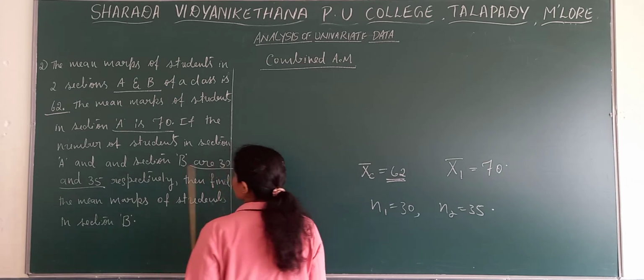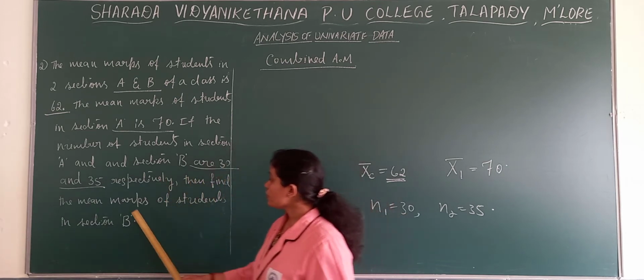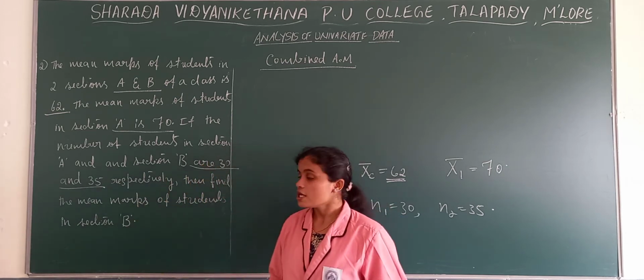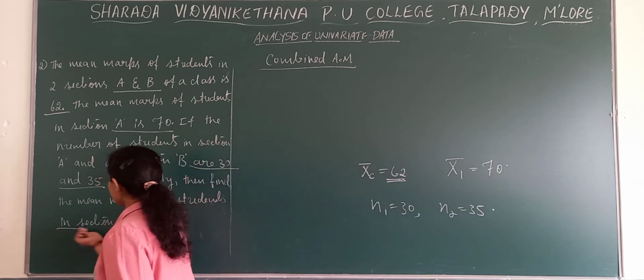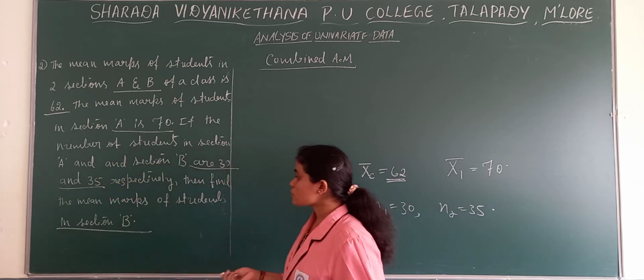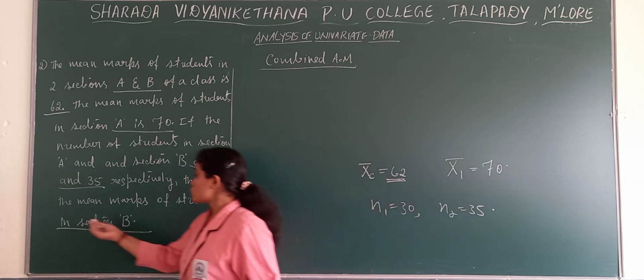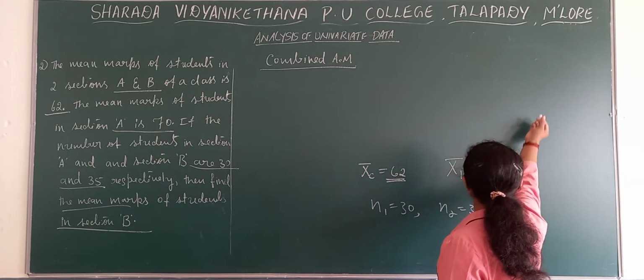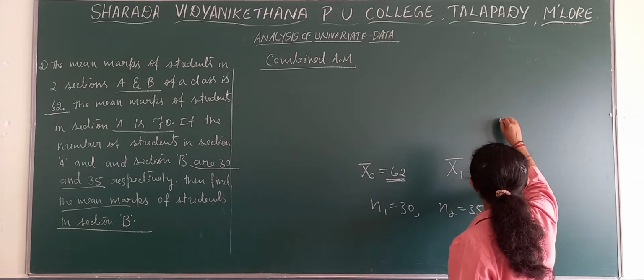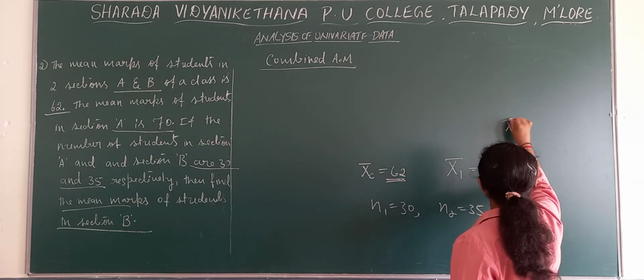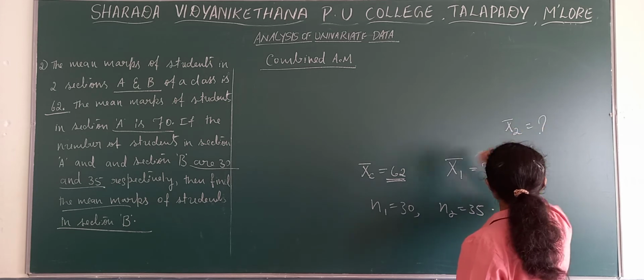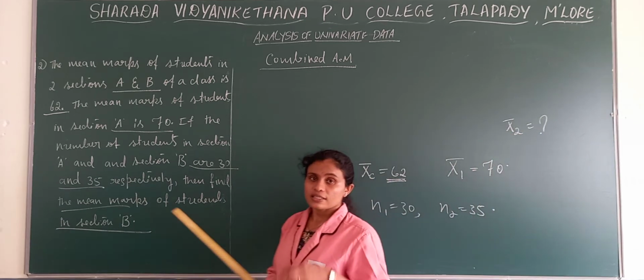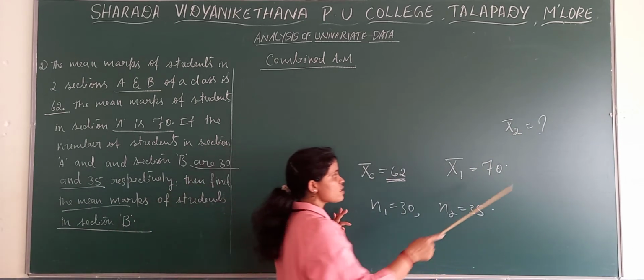Then find the mean marks of students in section B. So what we need to find out here? Here we need to find out the mean marks of the students in section B. So x bar 2 we need to find out. What is missing here? The mean marks of section B is missing.